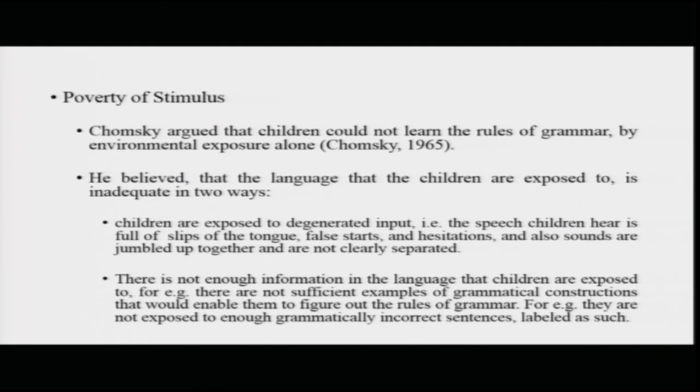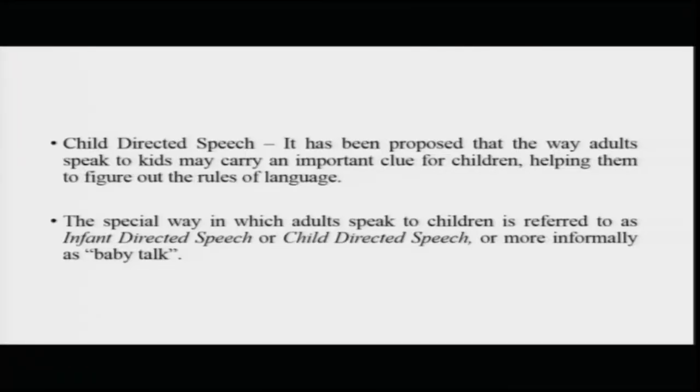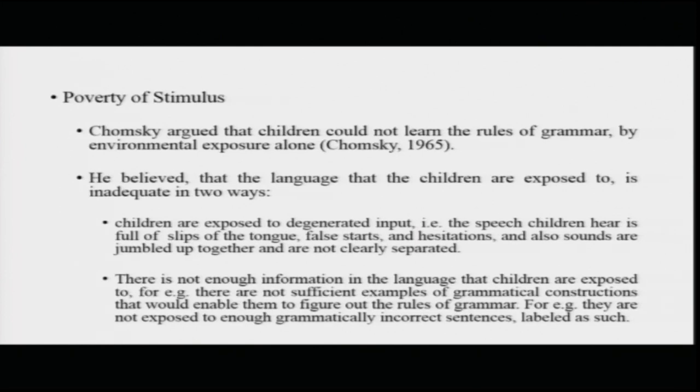Also, he says that there is not enough information in the language that the children are exposed to. There are not enough examples of grammatically incorrect things being pointed out as grammatically incorrect, so that the child can deduce a rule out of it. Both of these things are there. So, this is the idea of poverty of stimulus, that there is not enough information in this whole thing for children to be actually picking up a lot out of it.